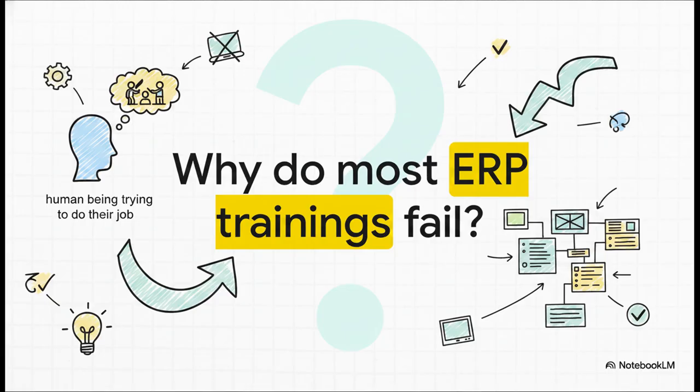Okay, let's dive right into this. Why do most ERP trainings completely fail? I mean, it's a massive pain point for global organizations trying to roll out these complex enterprise systems, right? Well, the simple, honest answer is they fail because they obsess over the system. They focus on the menus, the drop-downs, the endless theoretical capabilities, instead of focusing on the actual human being sitting in front of the screen just trying to get their job done.